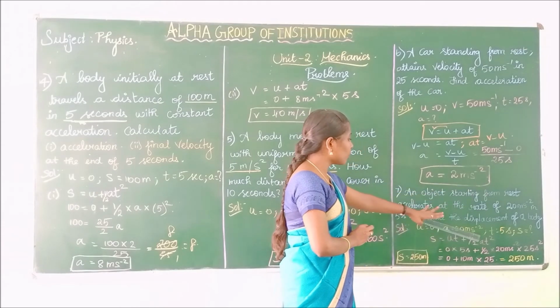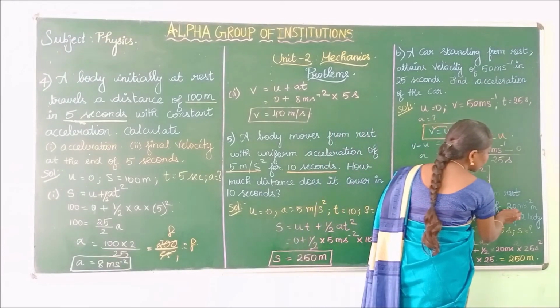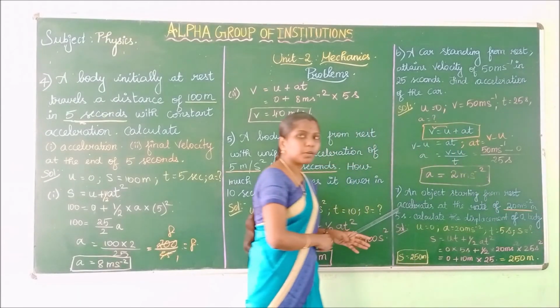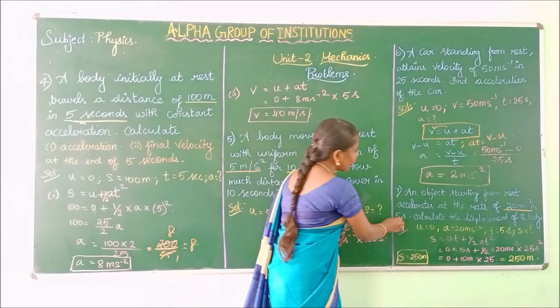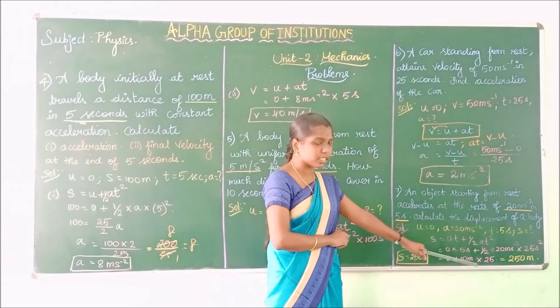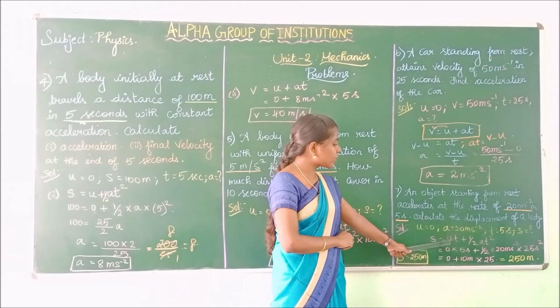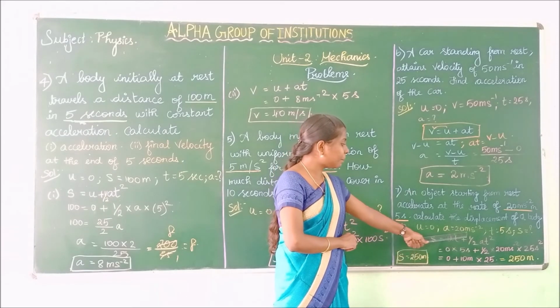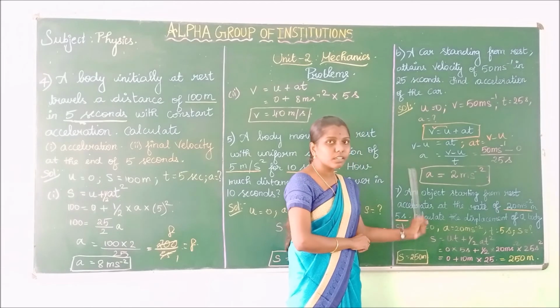What are the values given here? Acceleration value is given here. What is the value for acceleration? 20 meter second power minus 2. And the value for time is given as 5 seconds. We have to calculate the displacement. What is the formula that we use to calculate displacement? S is equal to ut plus half at square is the formula to calculate displacement.